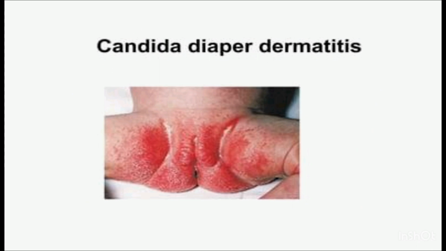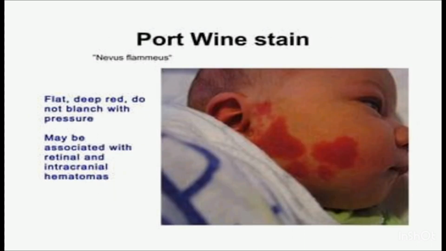This is the picture of diaper dermatitis. Due to the diaper, candida diaper dermatitis can occur in the baby. As you can see on the face of the baby, this is a port wine stain. It is a flat, deep red stain which does not blanch with pressure. It may be associated with retinal and intracranial hematomas.